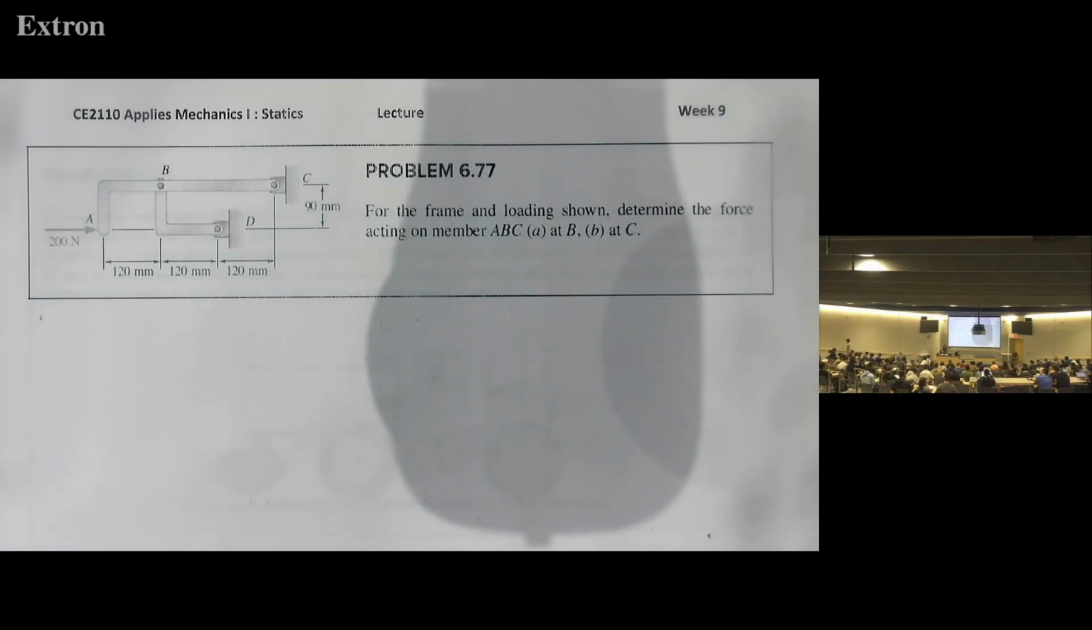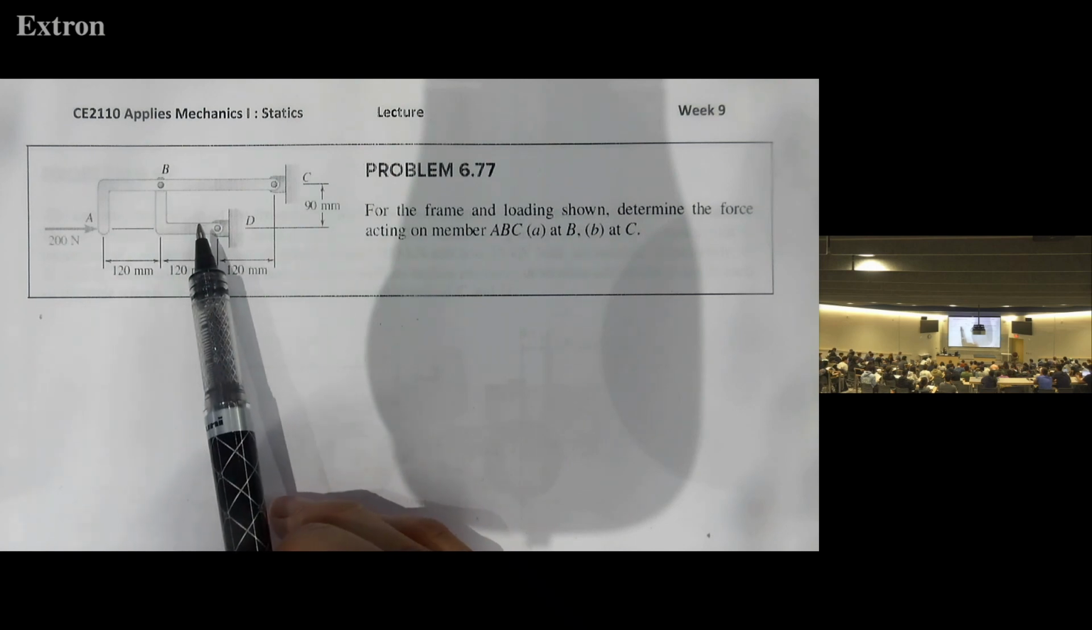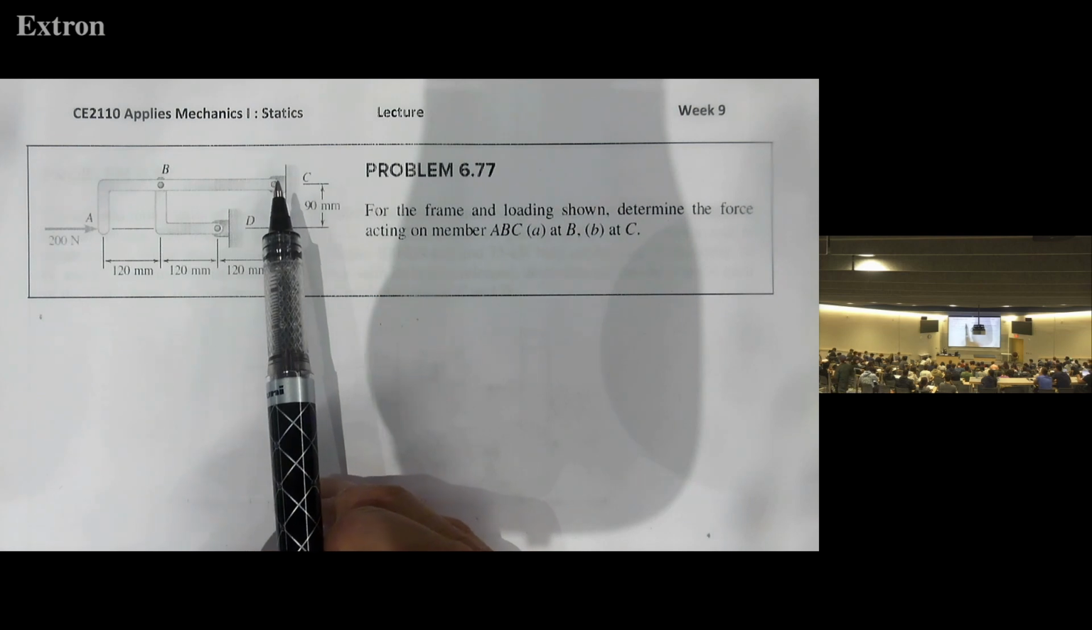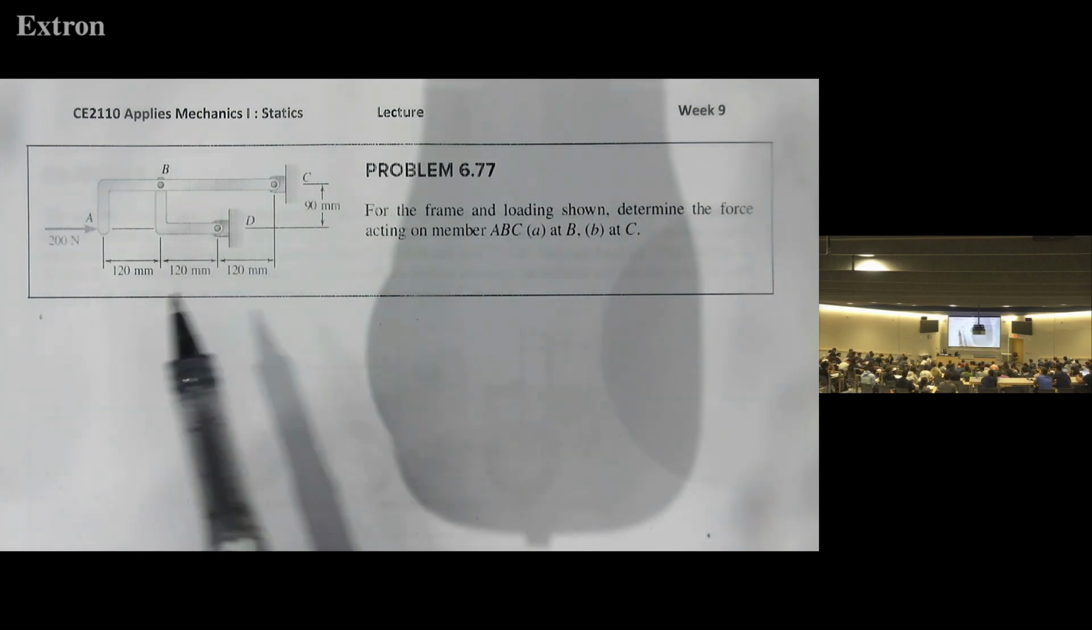The first problem is a frame. For the frame and loading shown, determine the force acting on member ABC, here at B and at C. It's a typical frame problem, and we have these two members joined together with this pin. Okay, C and D are pins, right?